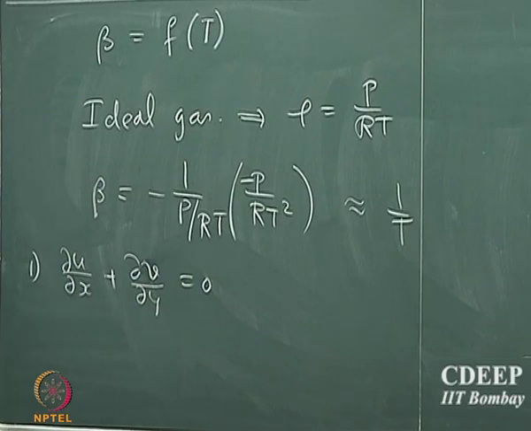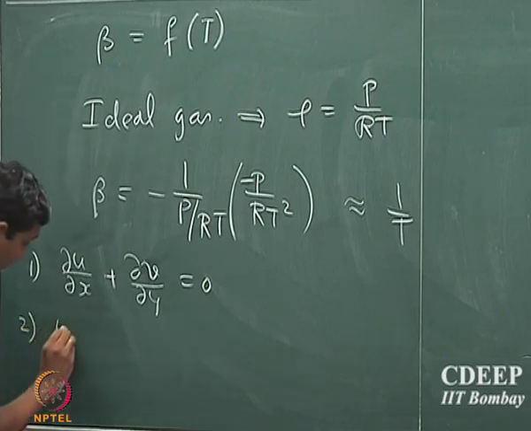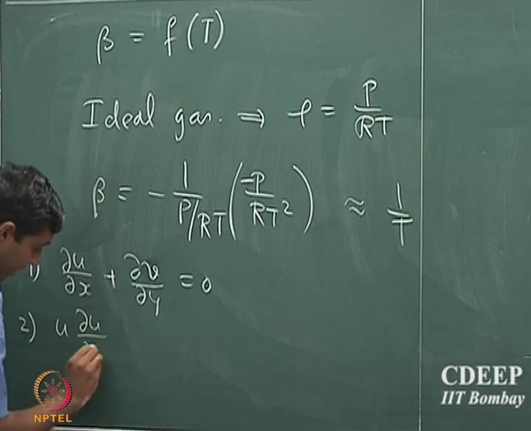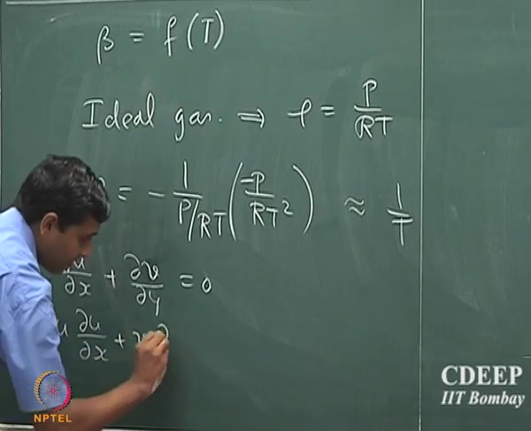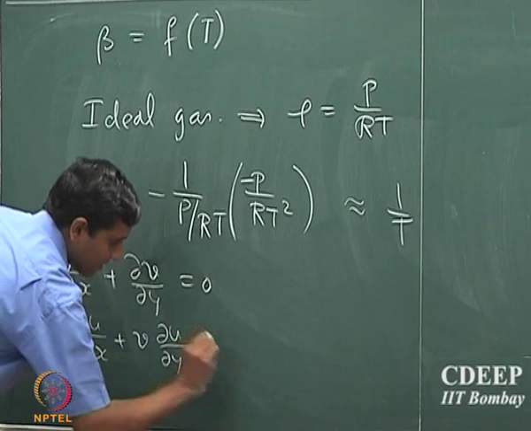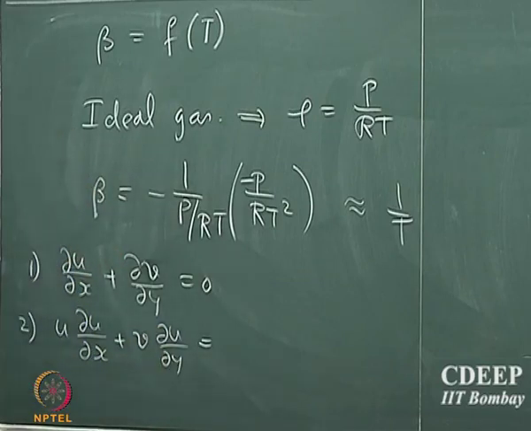That is the continuity equation. Then we have the momentum boundary layer equation, the boundary layer momentum balance. So, that will be u du by dx plus v du by dy, that is equal to (rho infinity minus rho) by rho. So, that we can replace using the compressibility factor.